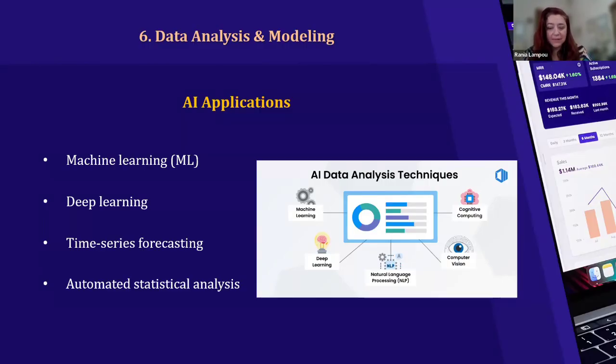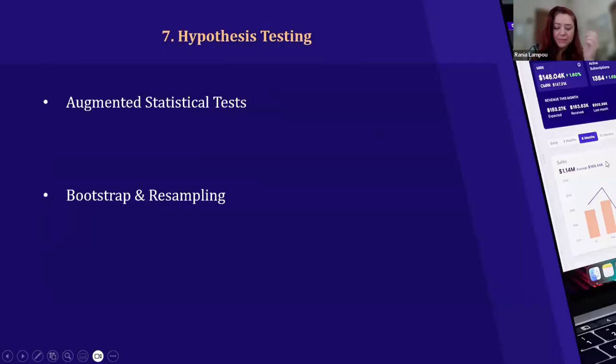Hypothesis testing, because AI can be used alongside classical tests like t-test or ANOVA test to model residuals or validate assumptions, for example, normality or independence. So augmented statistical tests, bootstrap and resampling, because AI can automate and optimize bootstrapping to derive robust confidence intervals or p-values.